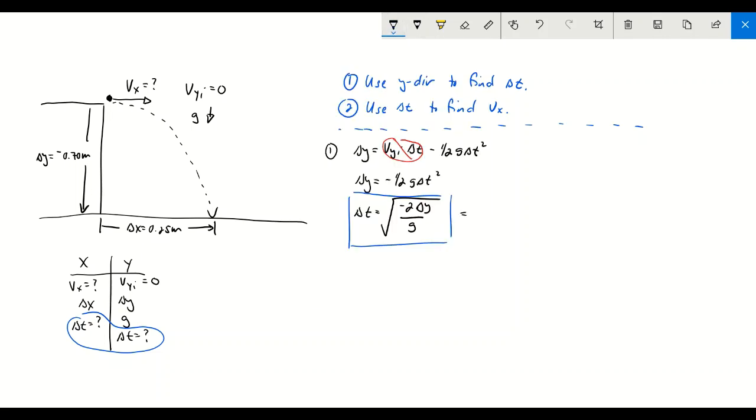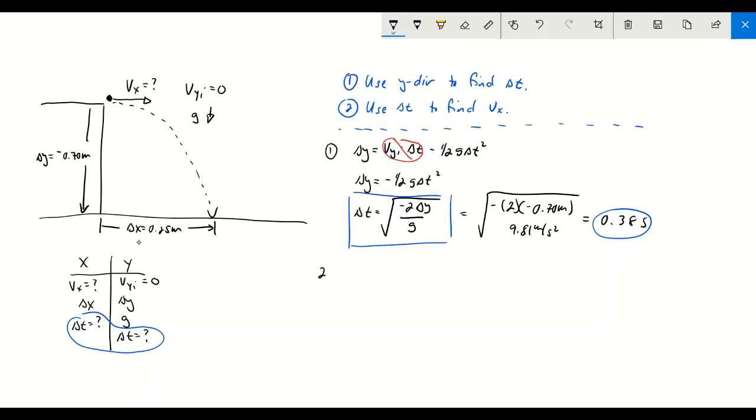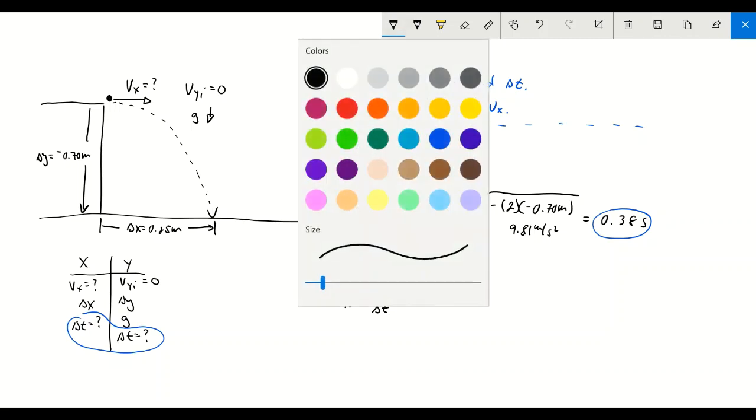Let's put the numbers in. We've got our negative, then 2 times our displacement, minus 0.7 meters, over 9.81 meters per second squared. Take the square root, and we get a time interval of 0.38 seconds. So this is how long it takes for the baseball to hit the floor. And now that we have this, step number 2 is we can use our equation for velocity, which is displacement divided by time, to figure out what that initial velocity was.